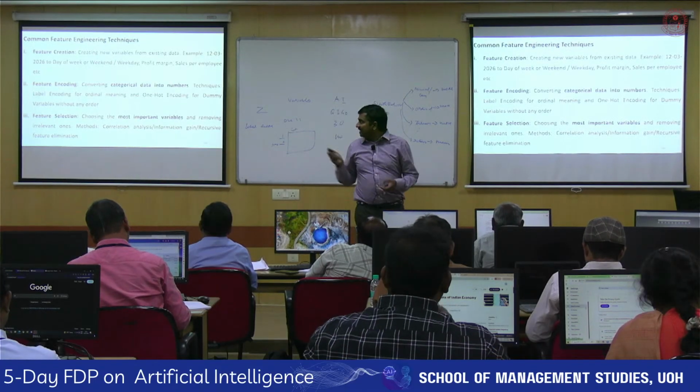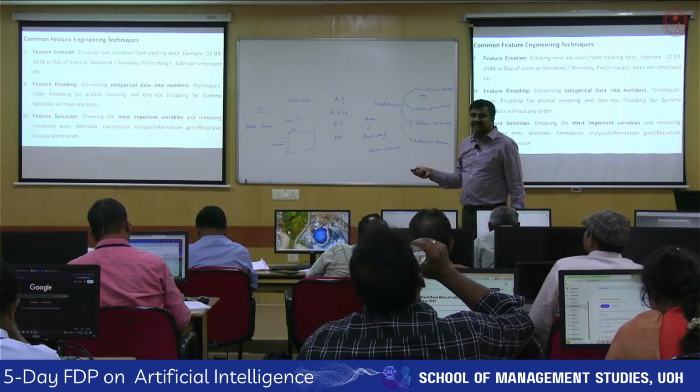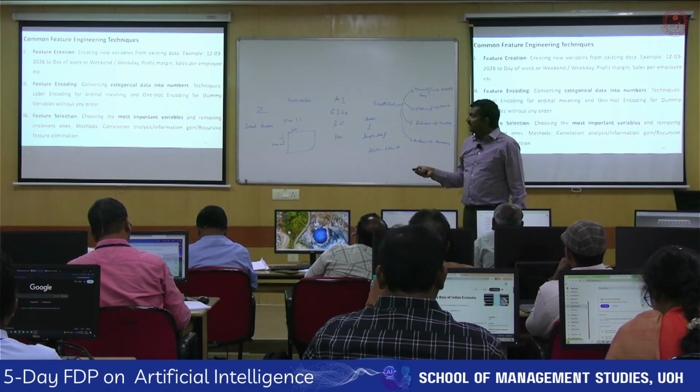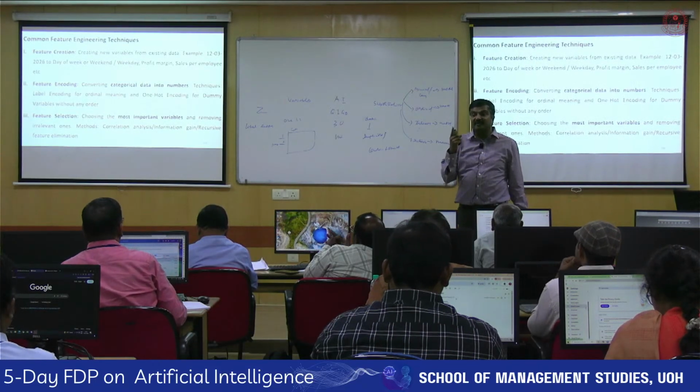We will take label encoding. What is label encoding? Feature encoding, how many types are there? Two types: label encoding, and another one is one hot encoding, otherwise called dummy variable. You know the dummy variable regression, right?